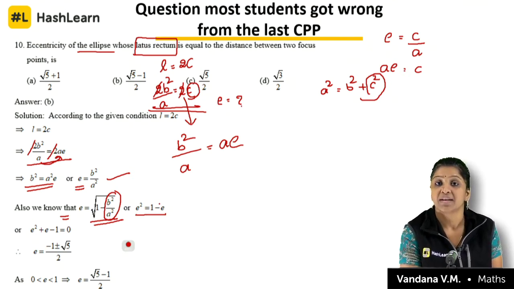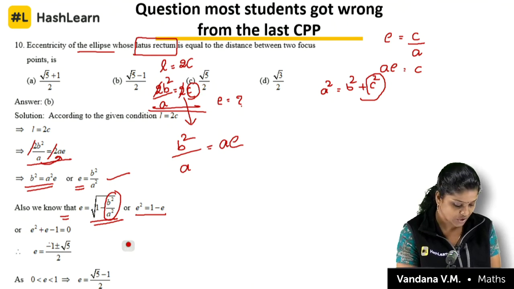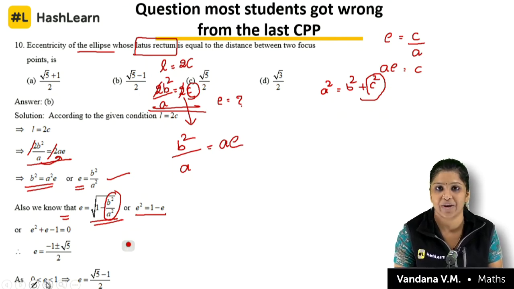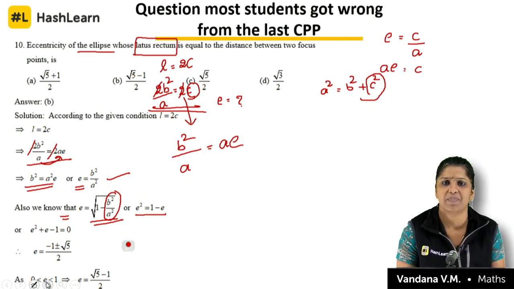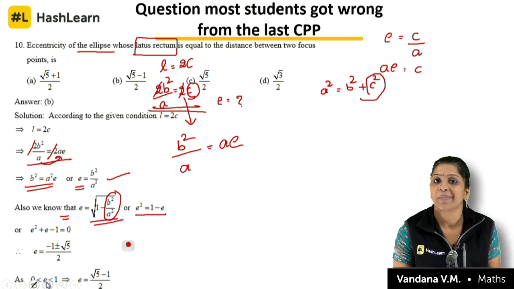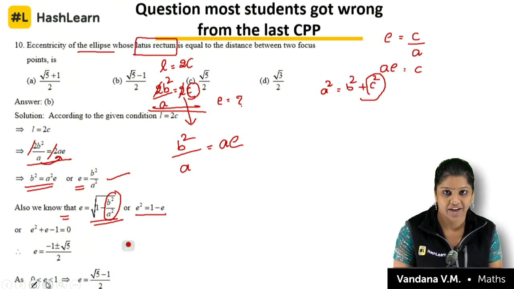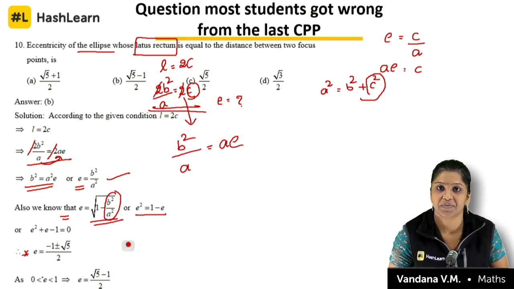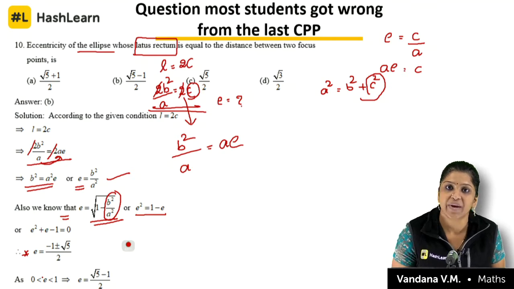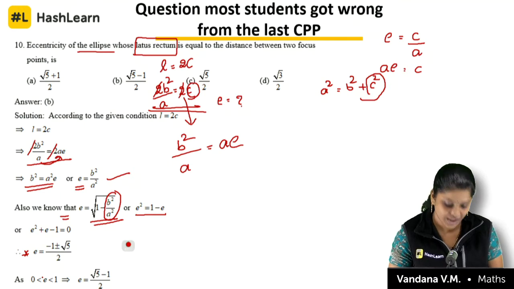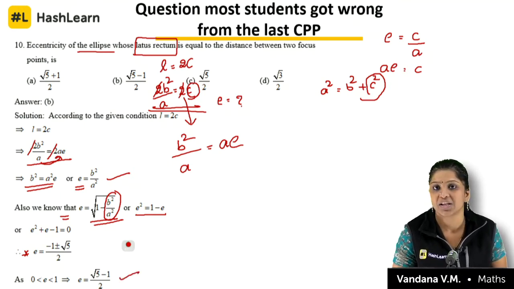Bring it to one side, that gives you a quadratic equation. So e is equal to minus 1 plus or minus root 5 by 2, if you apply minus b plus or minus root of b square minus 4ac by 2a. But I am getting two values. Which value is correct? This is the most important point. For an ellipse, the eccentricity should be less than 1. It should not be greater than 1. So, because of that, the value is root 5 minus 1 by 2.